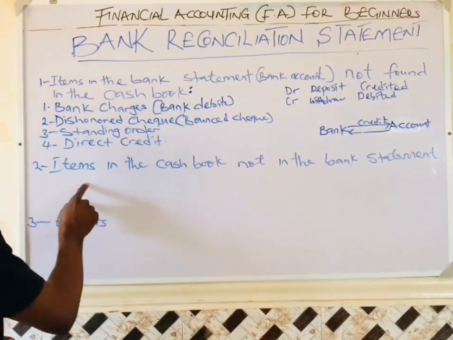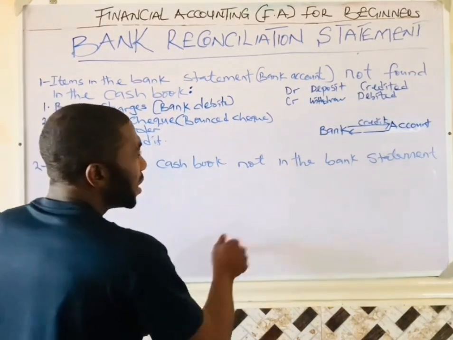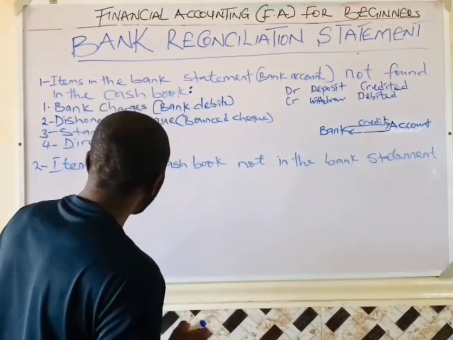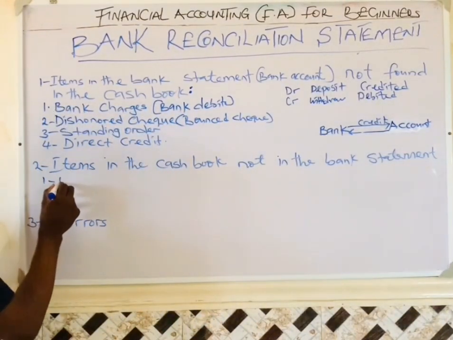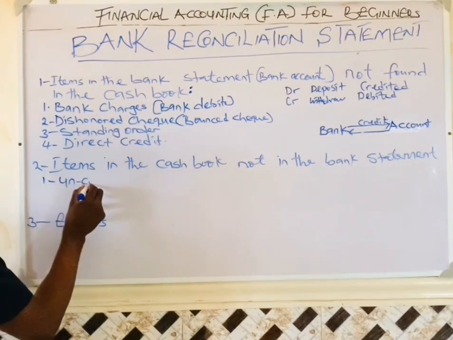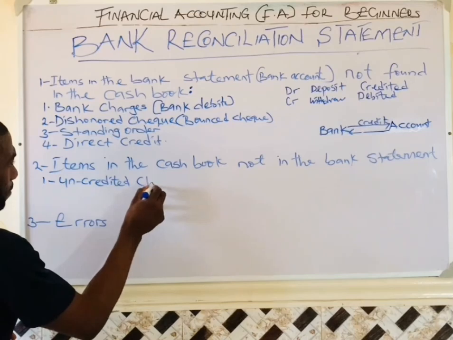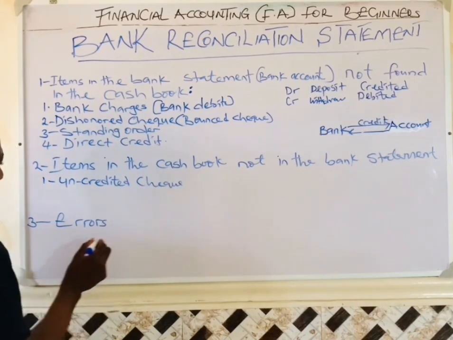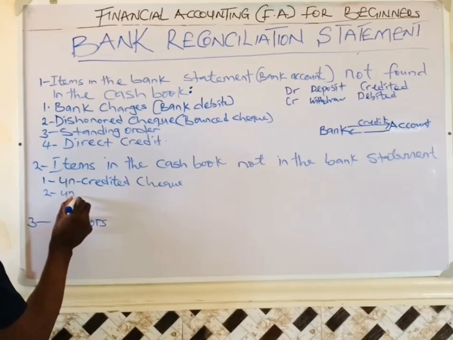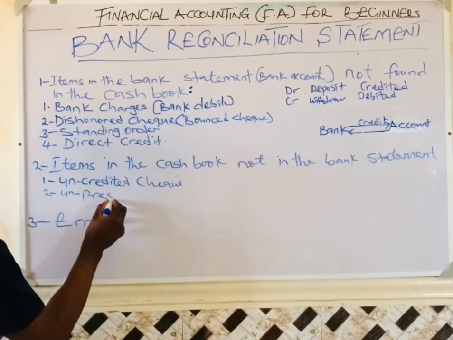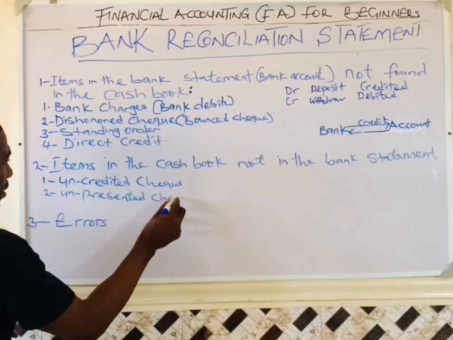So, items in the cash book, not in the bank statement. Some of the items are: one, uncredited check; two, unpresented check.